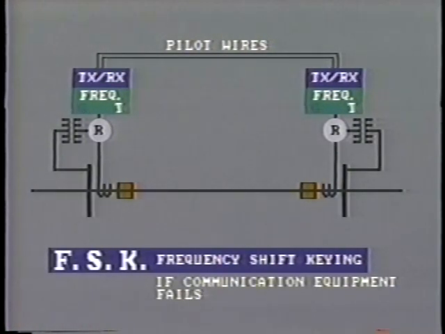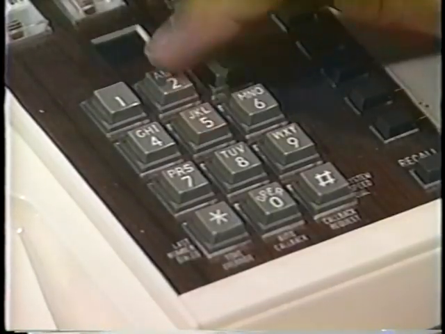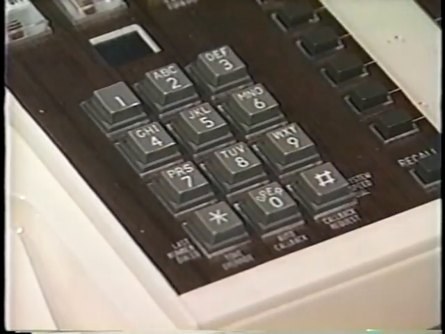It has the advantage that if the communication equipment fails at any time, loss of the continuous guard signal will be noticed and appropriate action taken. Another application of the FSK system uses audio tones. This method works by changing frequency, but the actual range of frequency used is much lower, about 600 to 3,300 hertz. This is within the sound range of the human ear, hence the term audio tone. We are all used to hearing these audio tones when using the telephone.